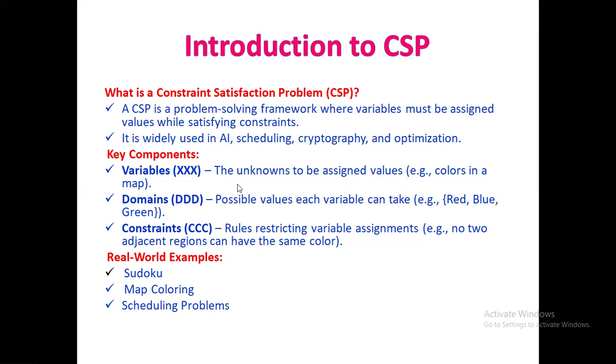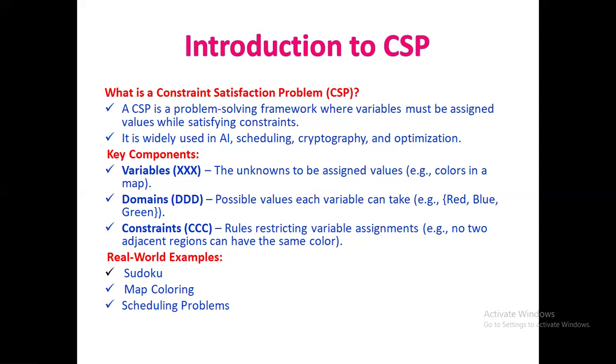The three key components of CSPs are variables, denoted X, which represent unknowns that need values, for example, countries in a map coloring problem. Domains, which we represent as D, specify the possible values variables can take, that is red, blue, and green for map coloring. And constraints, often referred to as C, which define the restrictions on variable assignments. An example is that adjacent regions cannot have the same color.